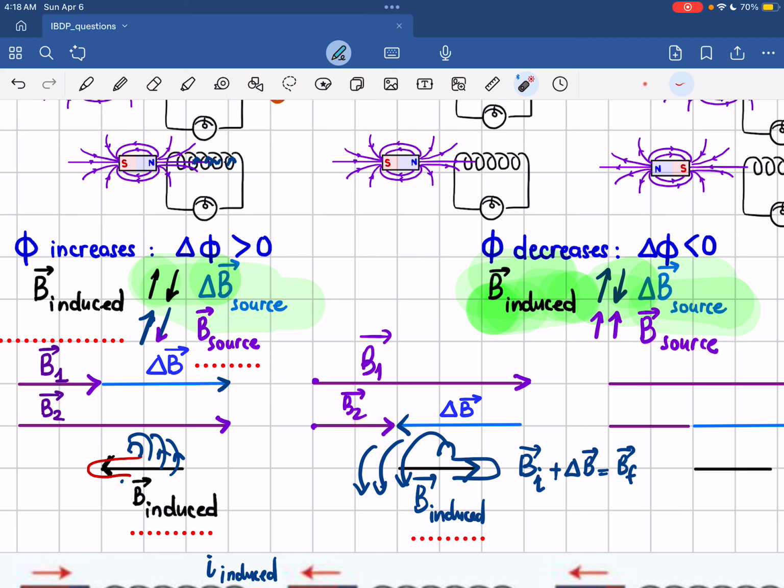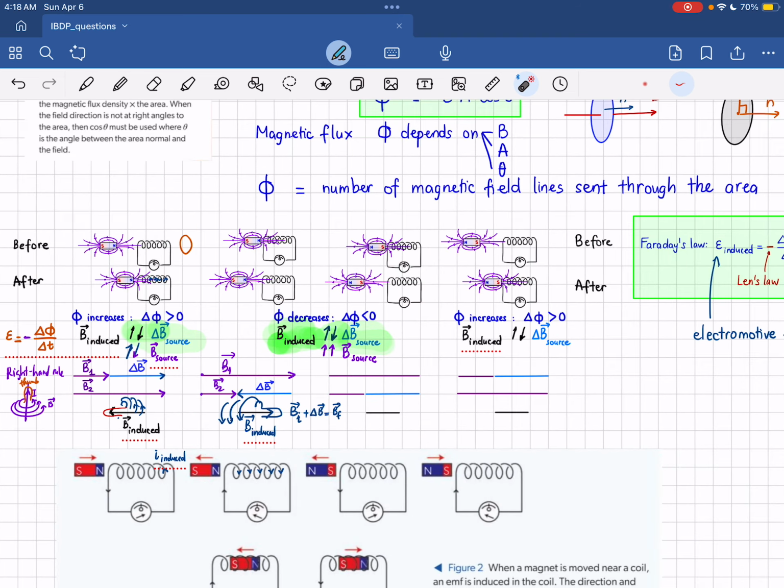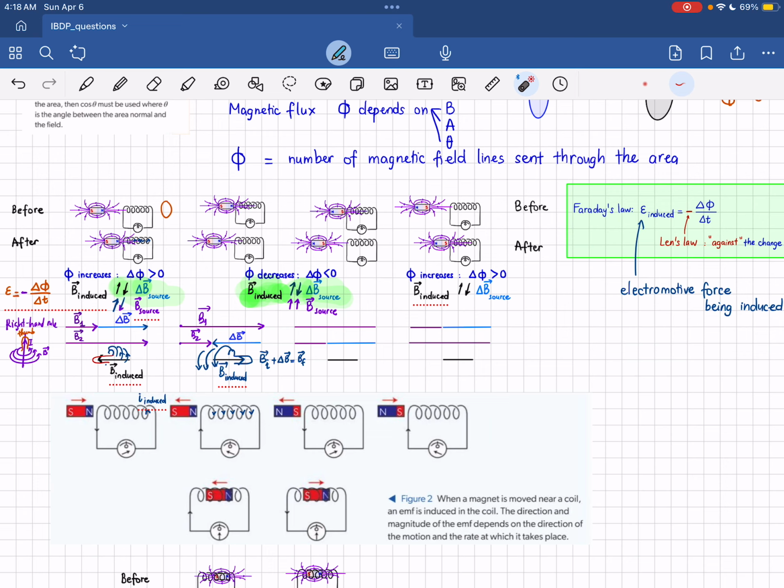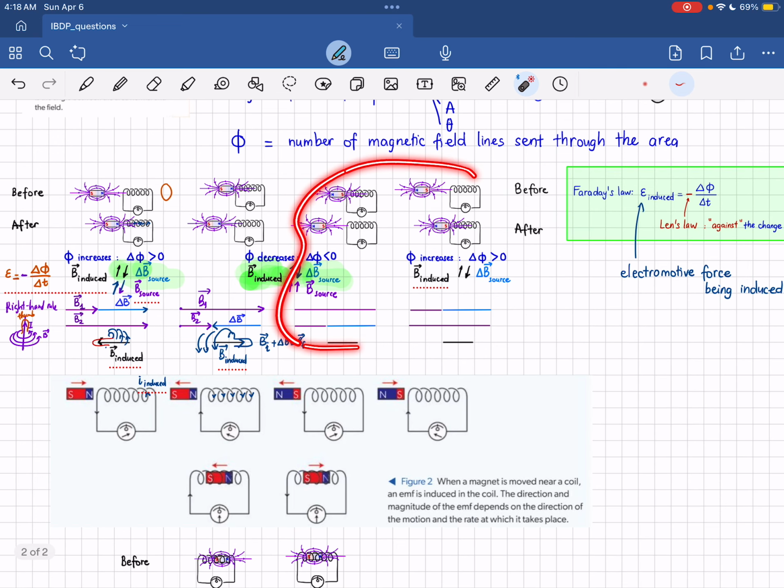So just distinguish, okay? Distinguish between the delta change in the magnetic field ΔB, the B itself, and the induced magnetic field B. Okay? Sounds good. And then in the next video, we will continue with the last two, okay?